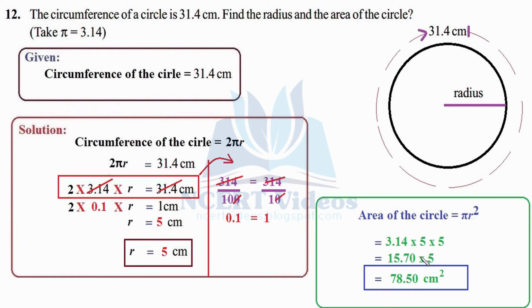So first multiply with this only. So how to multiply it? 5 0 0. 5 7s are 35. 3 carry. 5 5s are 25 plus 3 is 28. 2 carry. 5 into 1 is 5 plus 2 is 7. So 78.50 centimeter square is your required area of this circle. That's 12th.